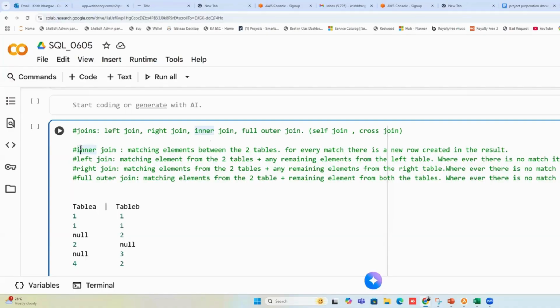Correct. Left join: matching records from both the tables plus the remaining unmatched records from the left table, and wherever there is no match it will return null. And right join is the opposite: matching elements from both the tables plus remaining elements from the right table, and wherever there is no match, it will be null values. Full outer join means matching elements from both the tables and remaining elements from both the tables. Got it?